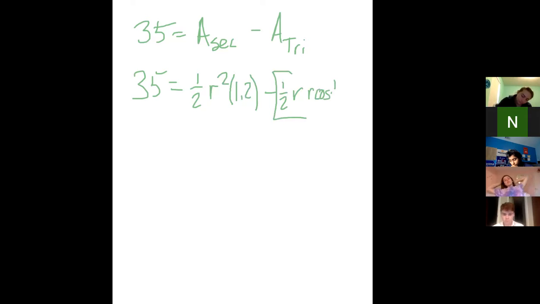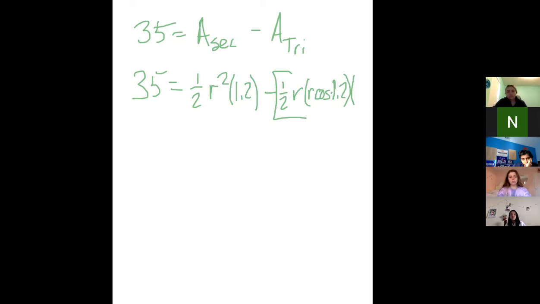Miss Thompson, I thought that we're using two sides of the right triangle. You're using two sides of a right triangle, but you don't know what AC is. Can you make AC r times cosine of 1.2? Yeah, because that was the path I was going down. I ran out of room. 1.2, that's the end of the formula. That looks like 1/2. Sorry.